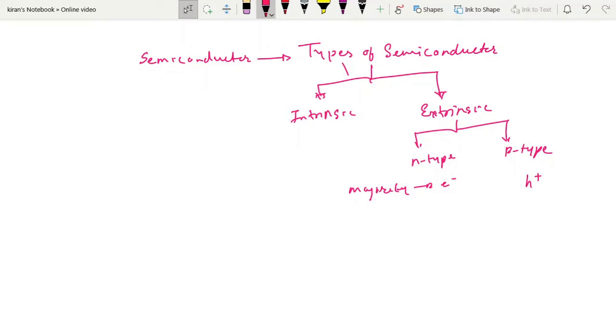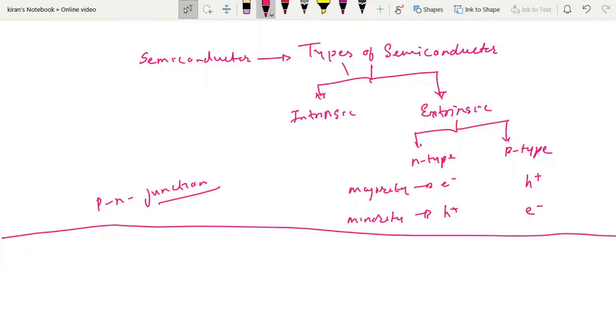We also discussed minority charge carriers. We said that holes are minority charge carriers for N-type material and electrons are minority charge carriers for P-type material. Then we discussed the PN junction diode and its characteristic. We said that the forward current is because of the majority charge carriers and the reverse current is because of the minority charge carriers. The reverse current is also known as the leakage current. Then we discussed some special types of semiconductor diodes.